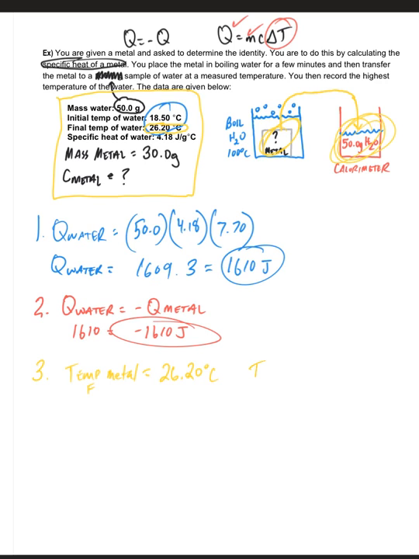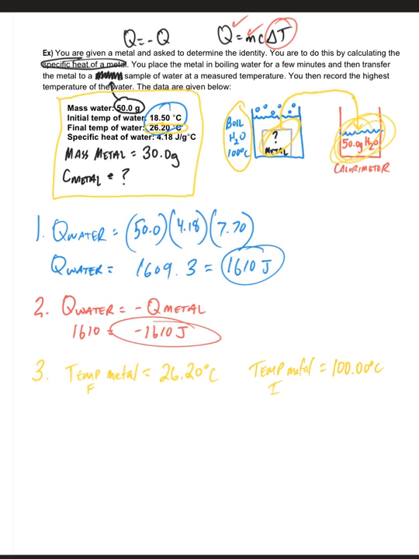Okay, well now how about the initial temperature of the metal? Now the initial temperature of the metal is going to be found by using the concept of the boiling water. Water boils at 100 degrees Celsius. So if we place that metal in that boiling water for a certain duration of time, that means that it's going to reach that temperature eventually. So the initial temperature of this metal is 100.00 degrees Celsius.